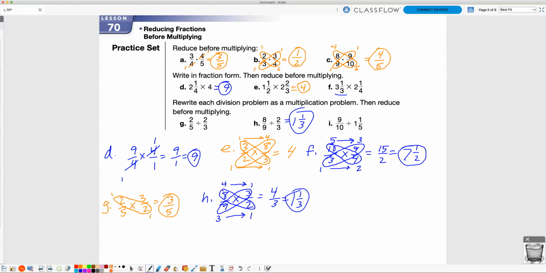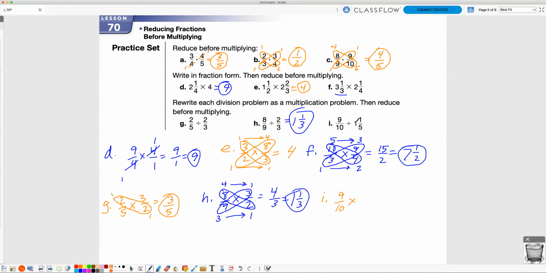Letter I, 9/10 divided by 1 1/5. So letter I need to take 9/10, that just stays the same. I have to multiply by the reciprocal of 1 1/5. Well, what's 1 1/5 as a fraction? This is a mixed number right now. I'm going to convert it into an improper fraction, and then I get to flip it.